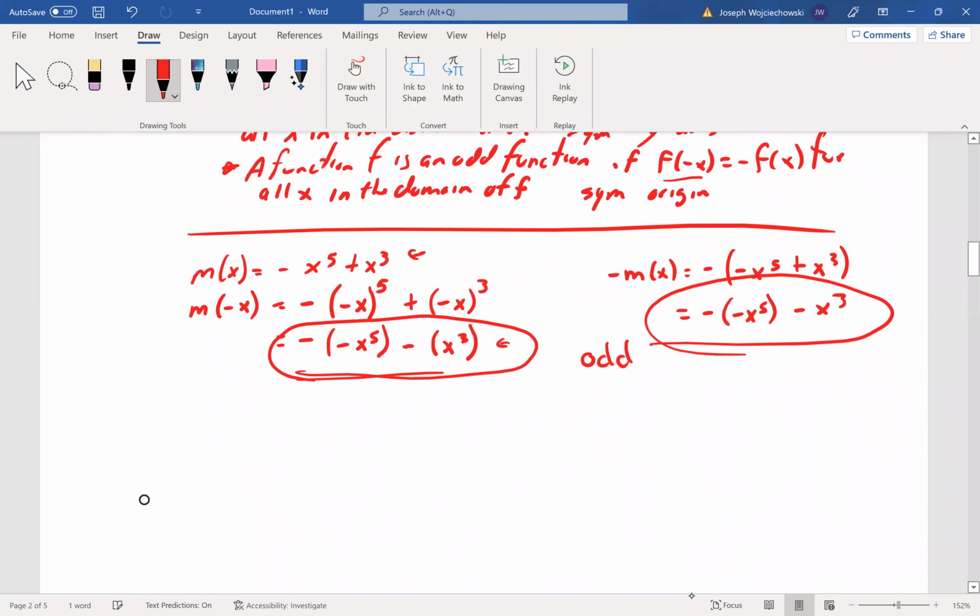Let's look at another one here. So let's say g of x equals 2x to the fourth plus 3x squared.